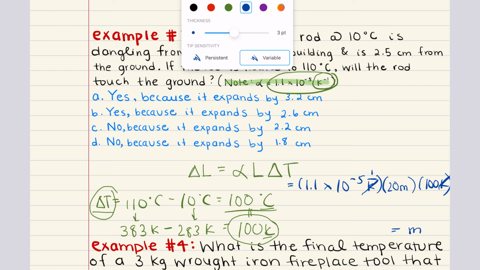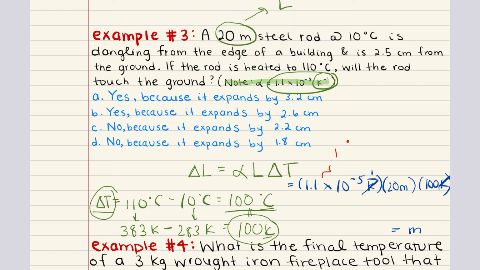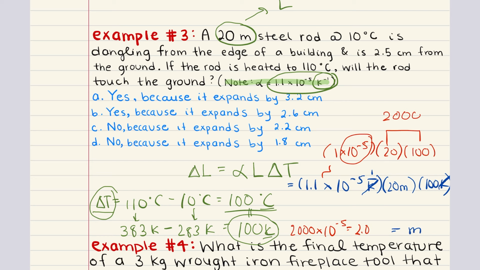Now, to do this calculation a little bit easier, I'm going to approximate this to 1. So what we have here is essentially 1 times 10 to the negative 5 multiplied by 20 multiplied by 100. 20 multiplied by 100 is equal to 2,000. 2,000 multiplied by 10 to the negative 5 is 2,000 times 10 to the negative 5, which we can rewrite as 2.0 times 10 to the negative 2 meters, which, by the way, is also equivalent to 2 centimeters. So our answer is approximately 2 centimeters.